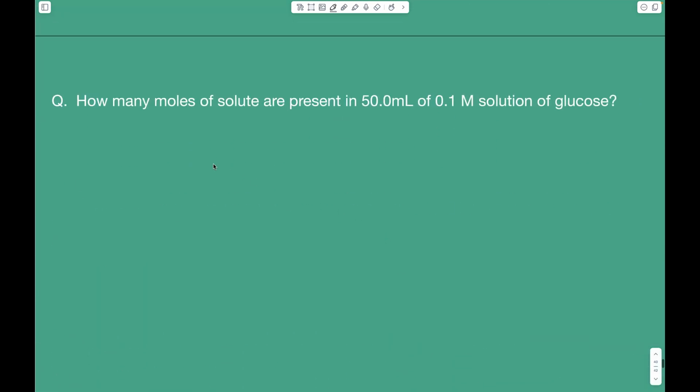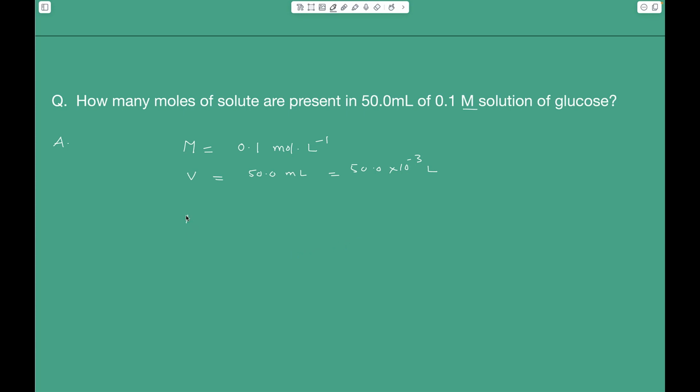What does it say? How many moles of solute are present in 50 milliliters of 0.1 molar solution of glucose? I think this is a very simple question. We are given the molarity of the solution, it is 0.1, and don't forget the units, 0.1 mole per liter. And we are given the volume of the solution in milliliters, but we need it in liters. So multiply it with 10 to the power of minus 3 to get its volume in liters.